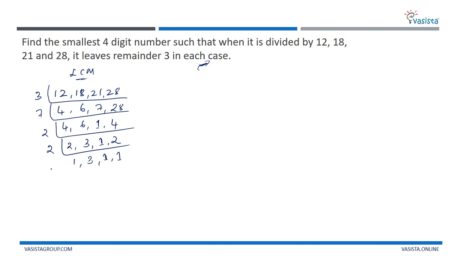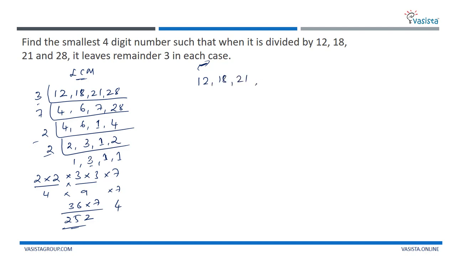2 1s are 2. Now the LCM for this is 2 into 2, into 3 into 3, into 7. What is this? 2 2s are 4, 3 3s are 9 and 7. Now 9 4s are 36, into 7: 7 6s are 42, 4 carry, 7 3s are 21 plus 4 is 25. So 252 is the LCM of 12, 18, 21 and 28. The LCM is 252.